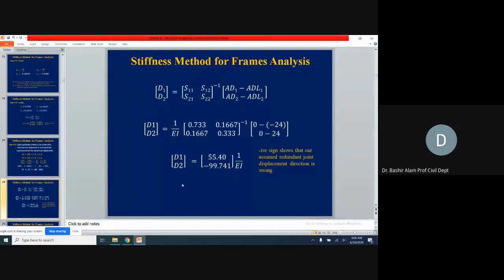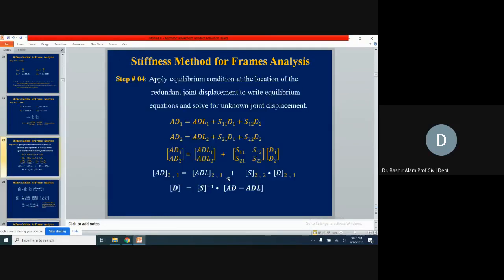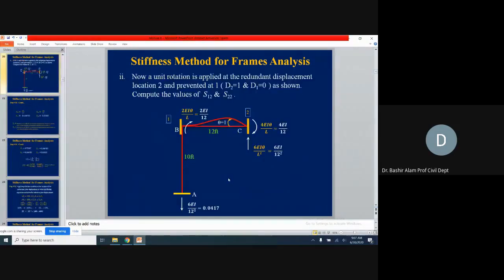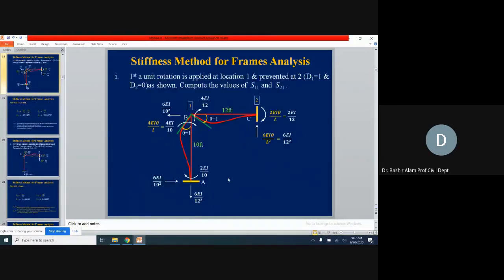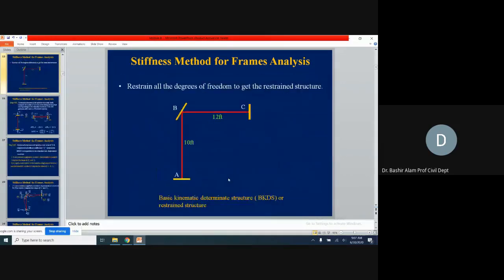When we solve this, D1, D2 is coming out equal to 55.40 and minus 99.742. Here you see D2, we assumed in the clockwise direction. But when we find the displacement, D2 is coming in the counterclockwise direction. And you can see it from the diagram also. If we go back to the diagram, what will happen if we go to the original one?